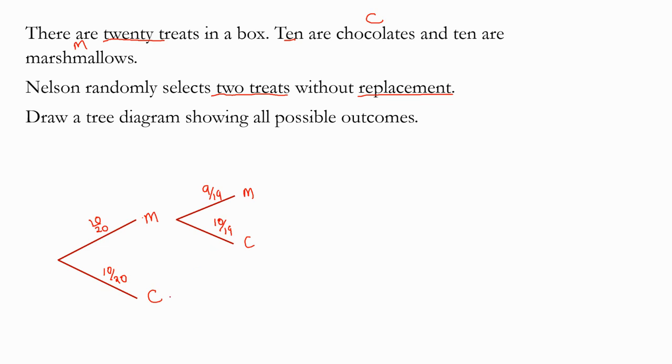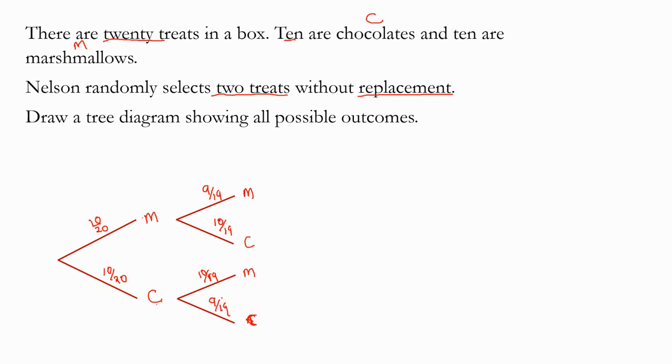Okay, right. And then if the first treat we picked was a chocolate, then the second treat can be a marshmallow or chocolate. Remember to write your outcomes at the end of the branches. Now if the first treat was a chocolate, then the marshmallows will still be 10 of them. But the total number of treats in the box will be 19, isn't it? So it's 10 out of 19. And then if the first treat was chocolate, how many chocolates are left? 9, isn't it? 9 out of 19.